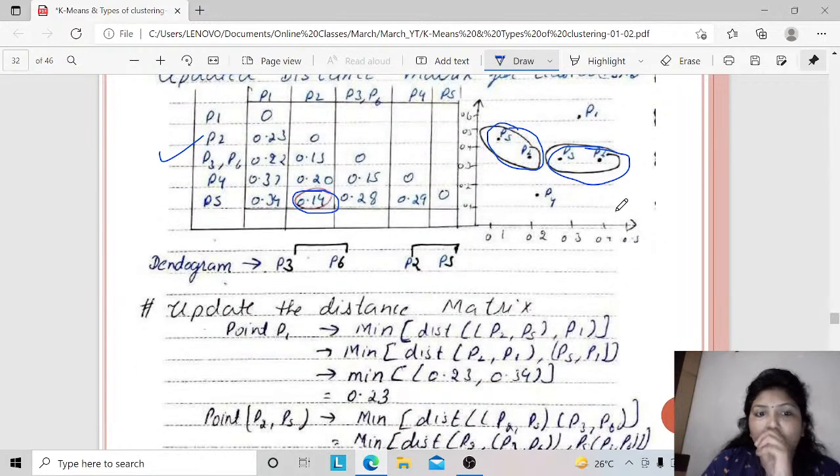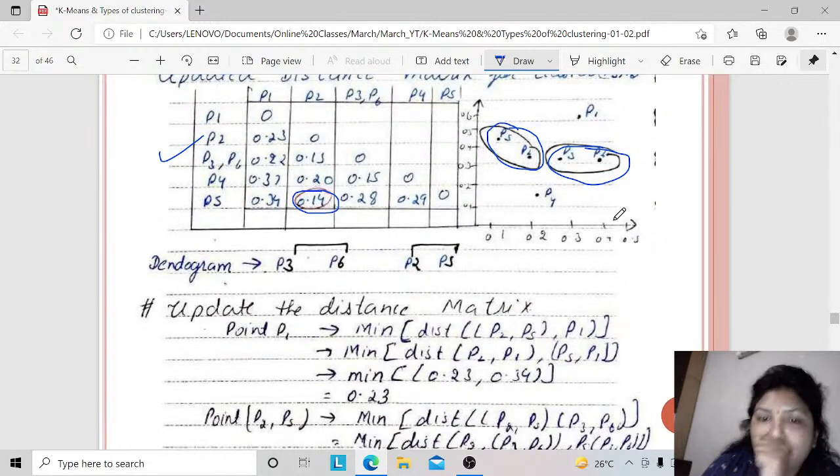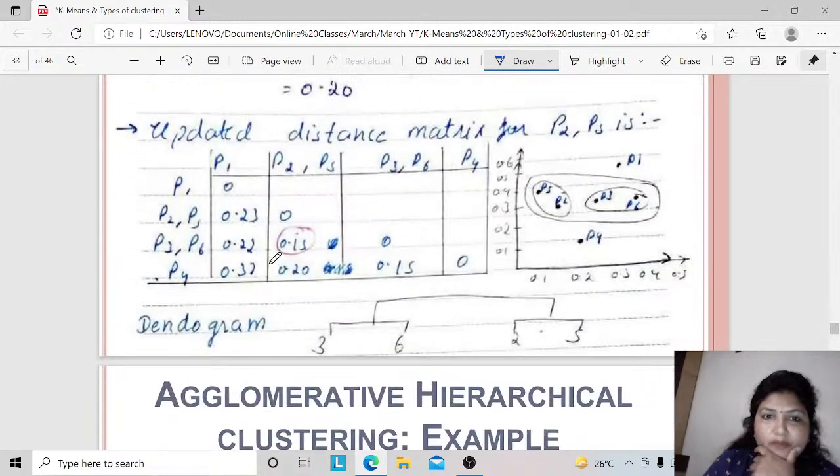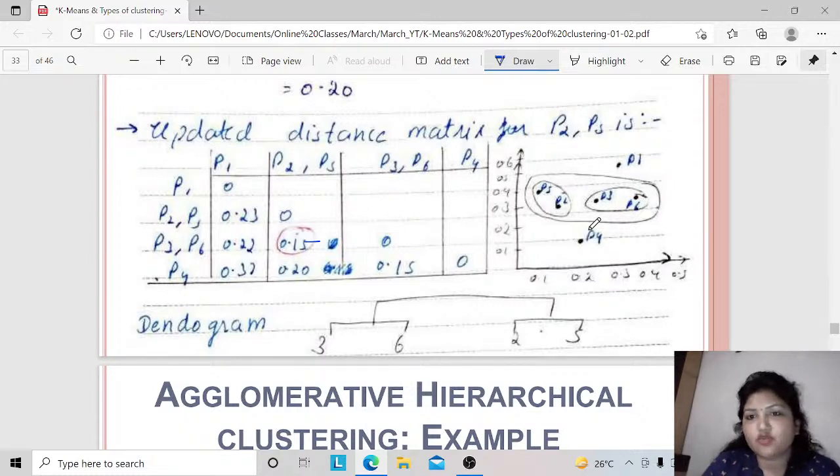So now we are updating the matrix, again applying the same formula, and now this would be my minimum distance, that is 0.15. So in this part we have taken the groups also, like these two groups are now falling into one cluster, 3 6 and 2 5. So you have made one cluster like this.